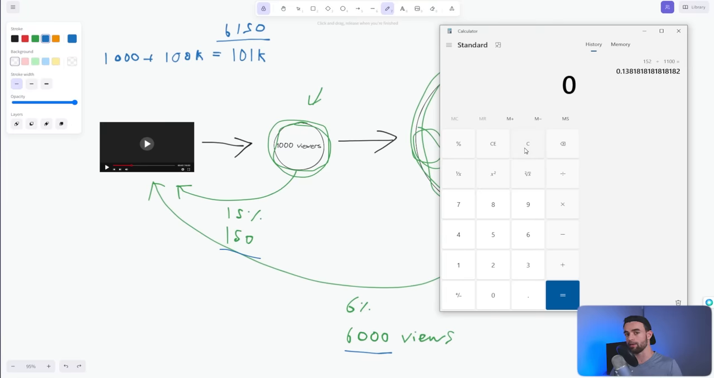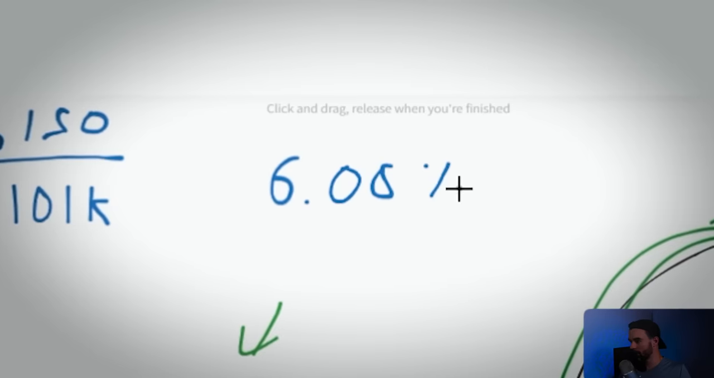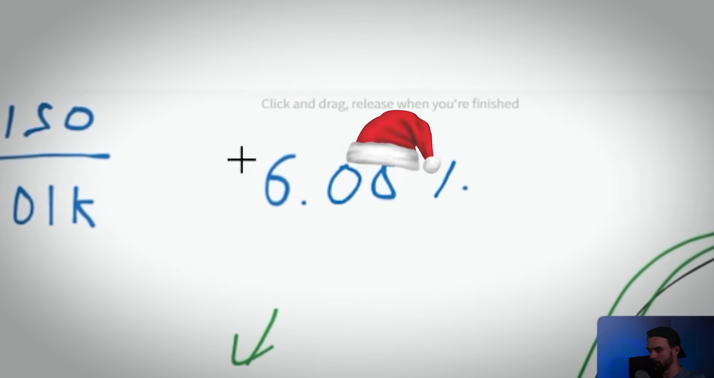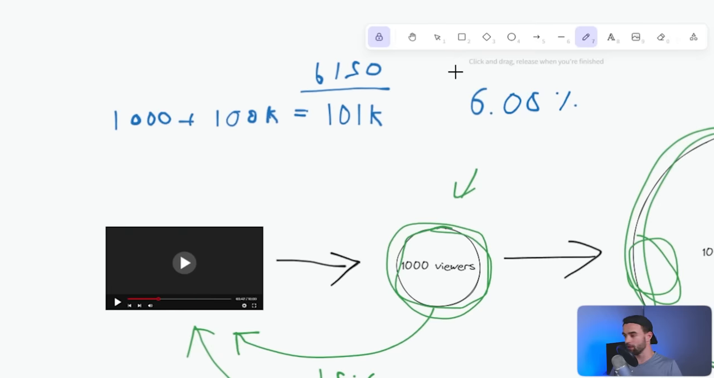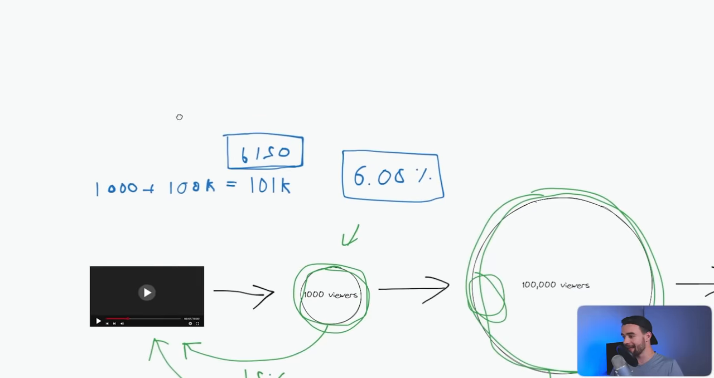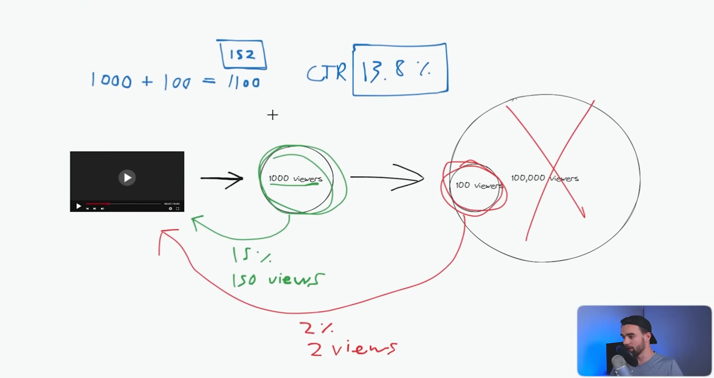Now, based on how many people YouTube promoted our video to and how many views we got, we can take our calculator and work out what our click-through rate would be. So in this case, we take 6,150 divided by 101,000 equals a click-through rate of 6.08%. Don't worry about the top half of this 8, it went on holiday. So in total, this video got a click-through rate of 6%, but got 6,150 views. Compare that to our previous video that got 152 views, but a 13.8% click-through rate.